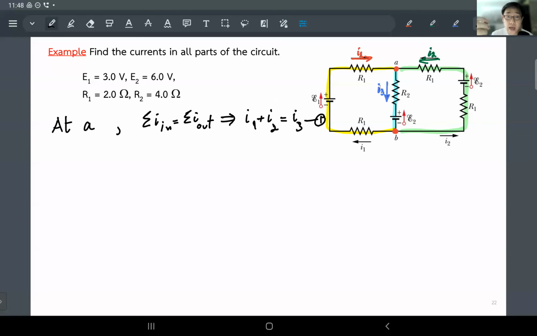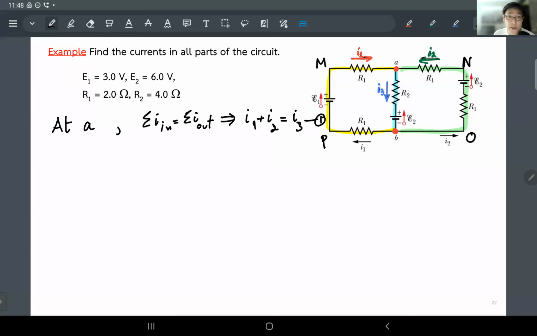A single equation won't cut it. You need 2 more, right? So how can we create 2 more equations that allow us to solve all 3 currents? Pick a loop, because we are going to utilize the loop rule. Let me put some names into it. Let me call these corners M, N, O, and P.